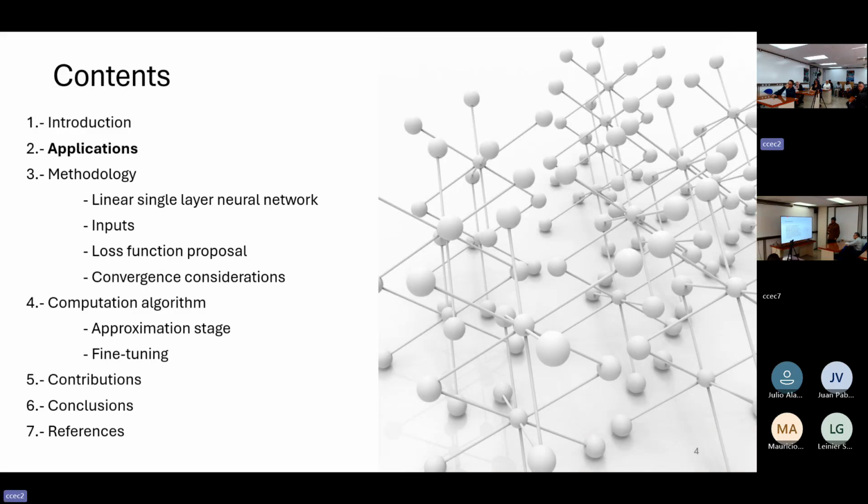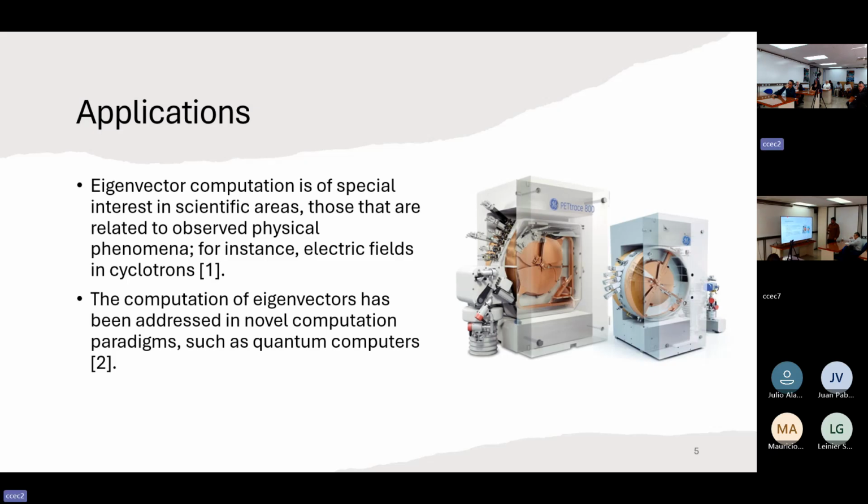With applications, there are lots of applications of eigenvalues and eigenvectors, especially to observe physical phenomena. A practical case of this is in cyclotrons. They use eigenvectors, as well as in lots of other cases. This problem has been addressed in computational paradigms like quantum computing. And let's start.